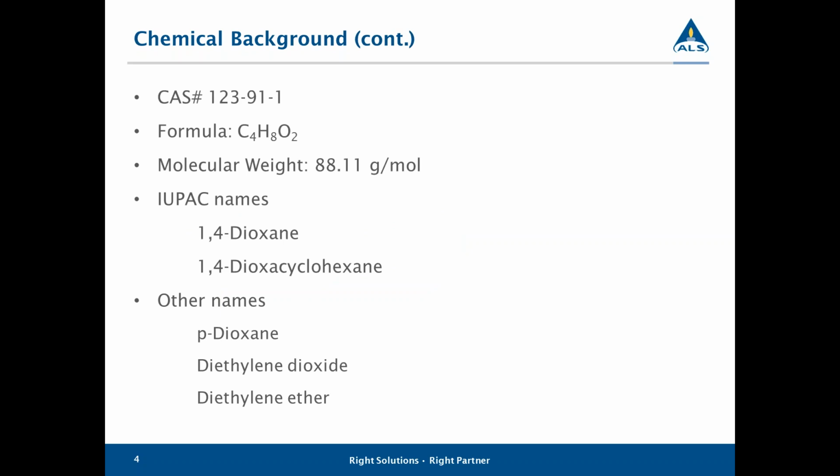There's some quick additional chemical background: the CAS number, the formula, molecular weight, a pretty light molecule. Some additional names you might hear it called in addition to 1,4-dioxane: 1,4-dioxycyclohexane, paradioxane, diethylene dioxide, and diethylene ether.